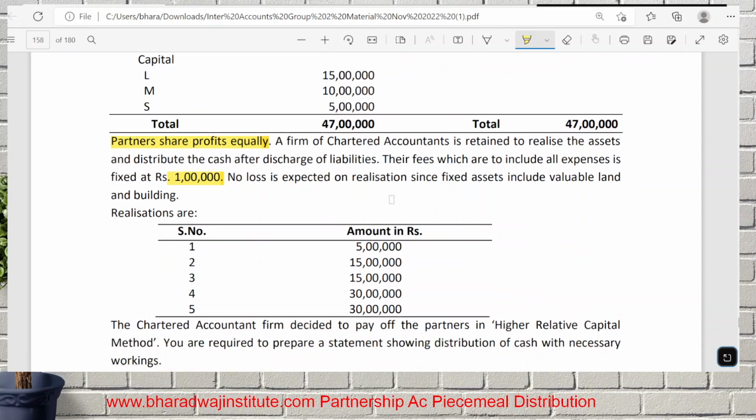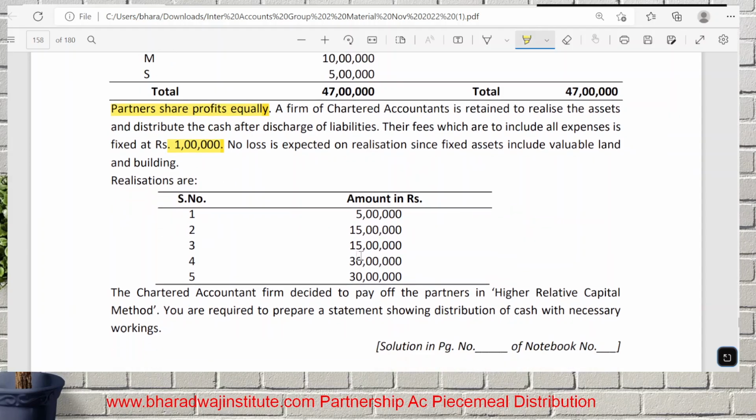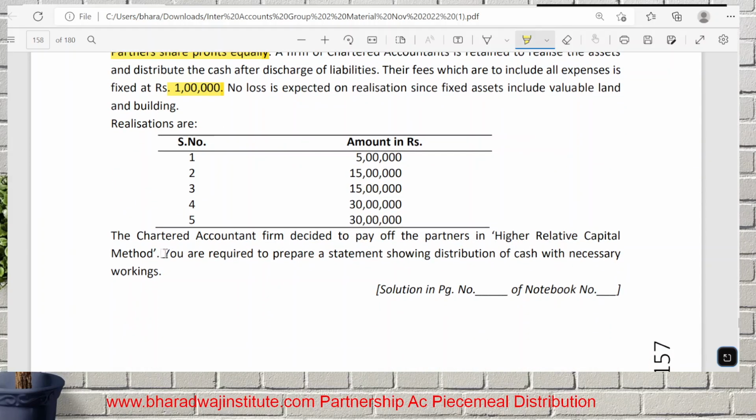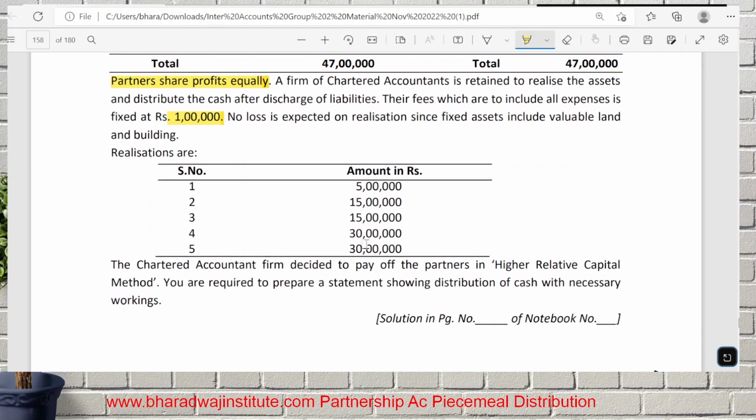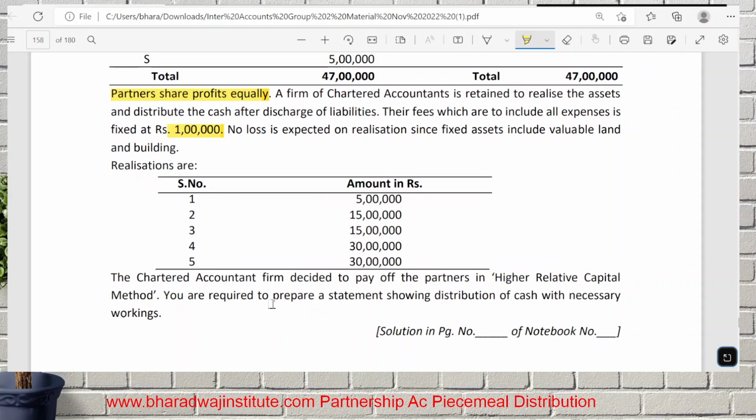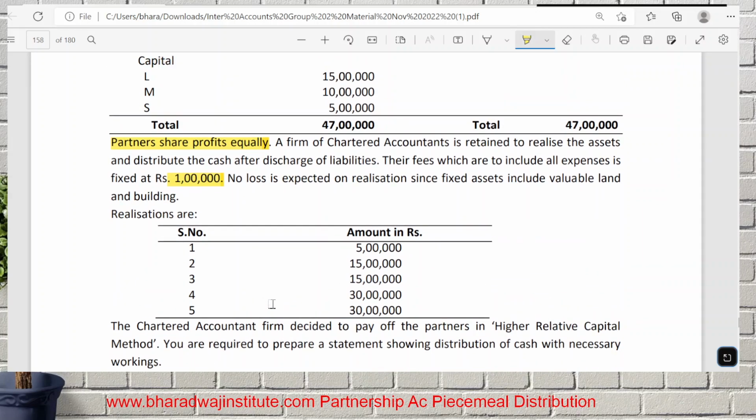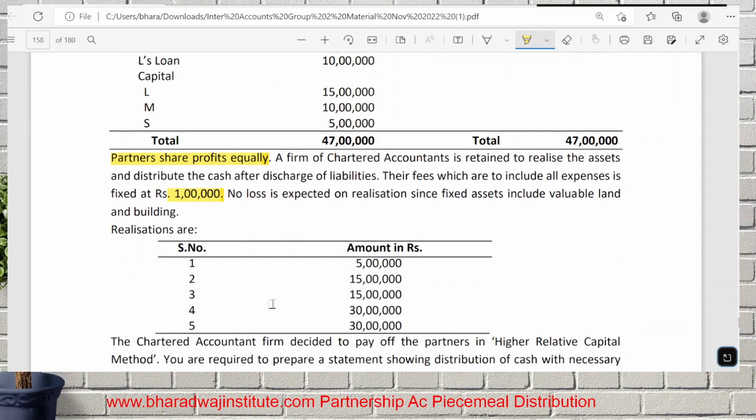No loss is expected, since the fixed assets include valuable land and building. Realizations are given: first month, second month, third month, fourth month, fifth month. The chartered accountants of the firm decided to pay the partners based on the highest relative capital method. You are required to prepare a statement showing distribution of cash with necessary workings.